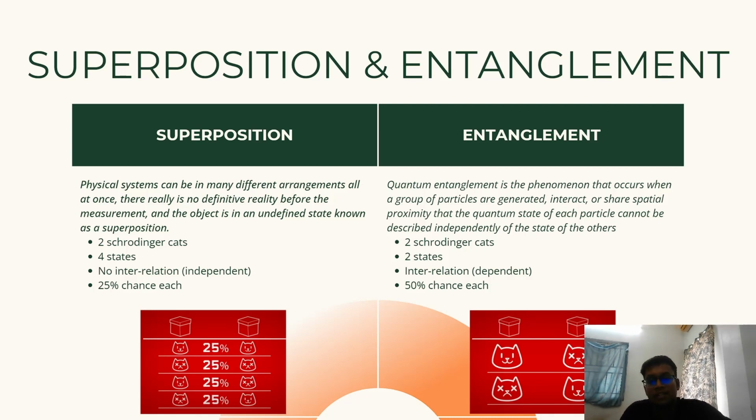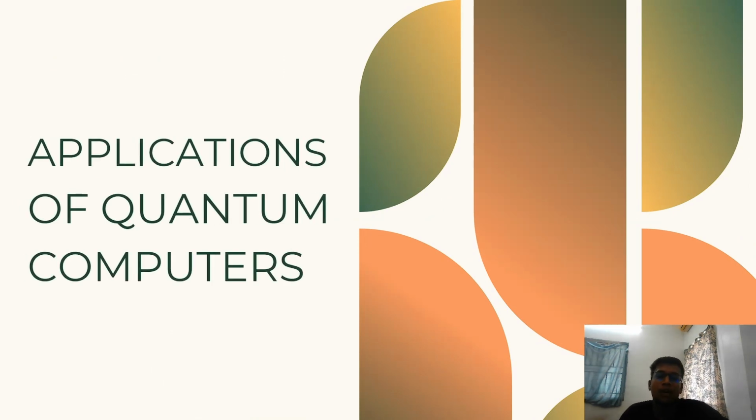This is called quantum entanglement. For example, in this instance, we can take two Schrodinger cats and it has two states. Each state is dependent on each other, and then there is 50% chance that the cat is either dead or alive. Now, let's see the applications of quantum computers.